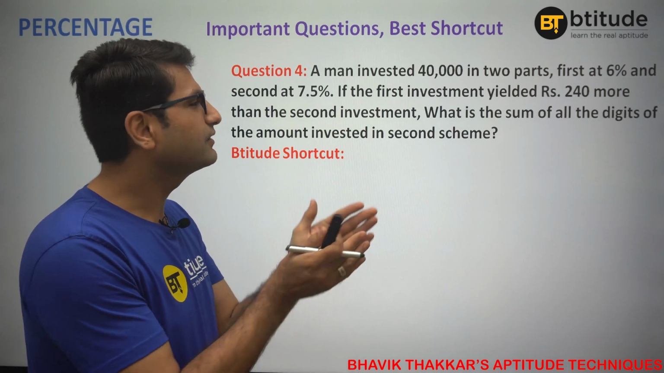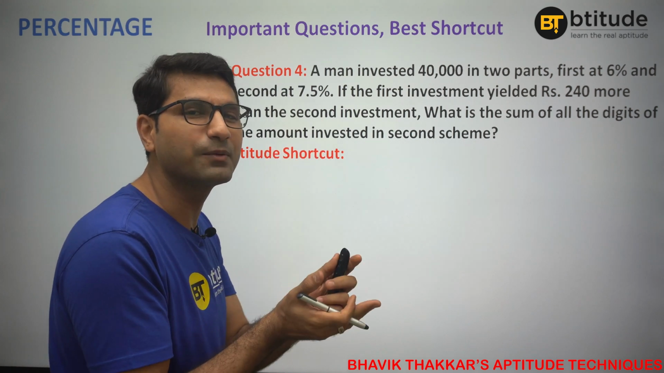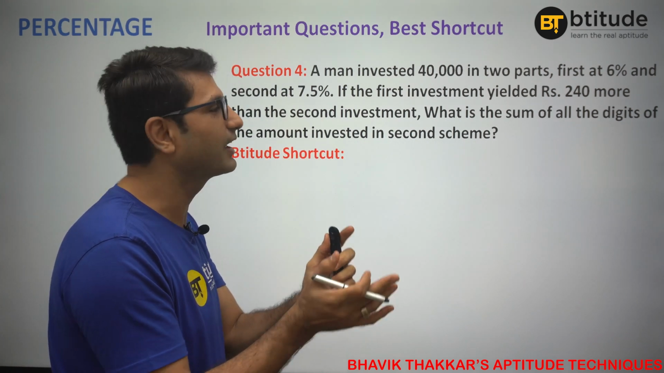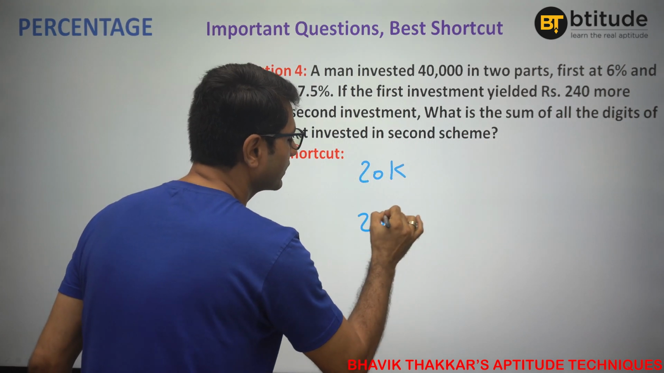Okay. Now we can just split like 40,000. What if we just take a starting point, right? Then we can understand the difference between the scenarios. Let's take a starting point. What if we invest 20k in both the cases?